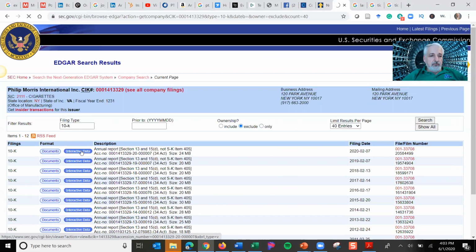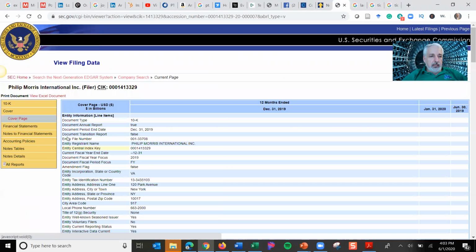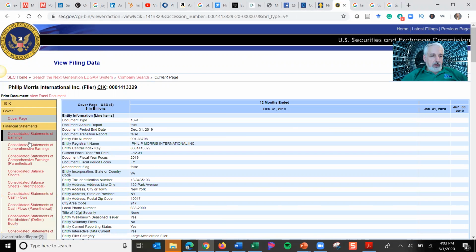And from interactive data, we're going to take a look at a whole bunch of things, but we're going to go to financial statements. Click on financial statements. Notes, the financial statements are there, tables, cover, all that good stuff, but I want financial statements. And I go down here, and there's a balance sheet and a parenthetical. I think I'm going to want the real balance sheet. But where would the income statement be? I have a statement of earnings. They have a consolidated statement of earnings, a statement of comprehensive earnings.